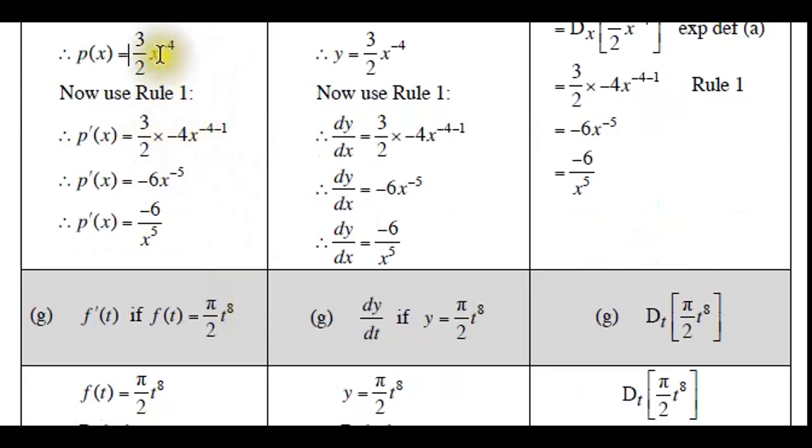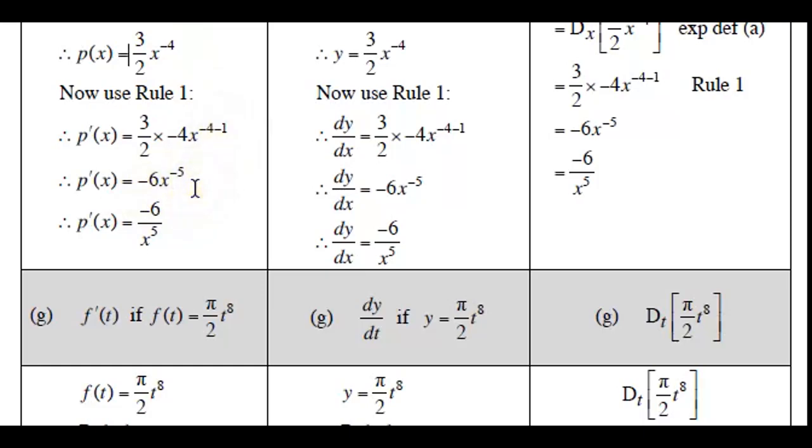So notice 3 over 2 was there. What number are we going to put in front? Minus 4. Bring minus 4 in front. Multiply 3 over 2 times minus 4, and you're going to get a negative 6. And then subtract 1 from the original exponent. Notice the original exponent was minus 4. Subtracting 1, you're now going to get minus 6x to the minus 5.